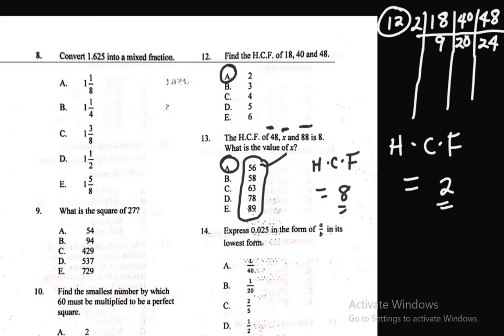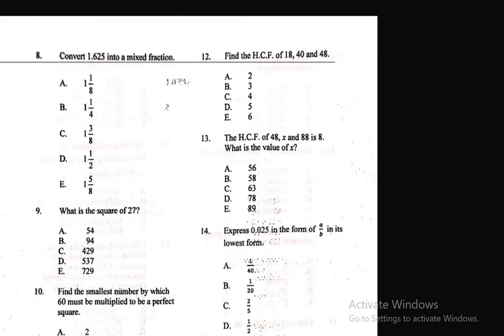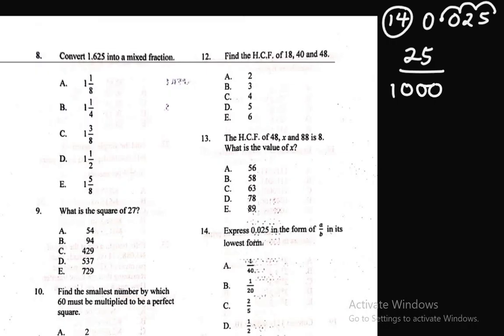So let's take a look at question 14. Question 14 says, express 0.025 in the form of a out of b in its lowest form. They are just asking you to express it as a fraction. So move the decimal 1, 2, 3 places to make what we have a whole number. So it will give us 25 as a whole number. Since we moved 3 places, we are going to divide by 1000 because 1000 has 3 zeros.